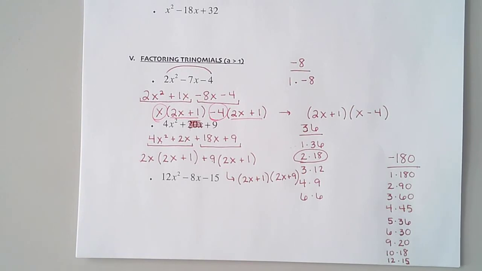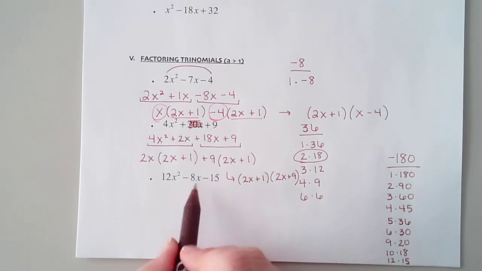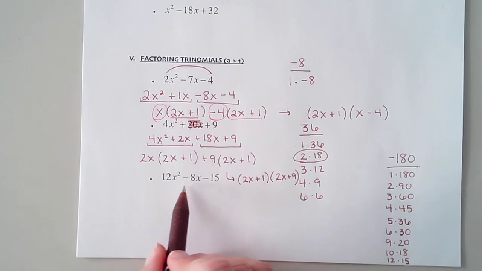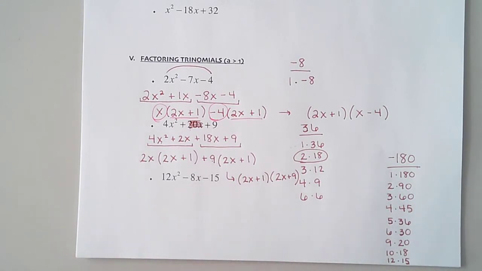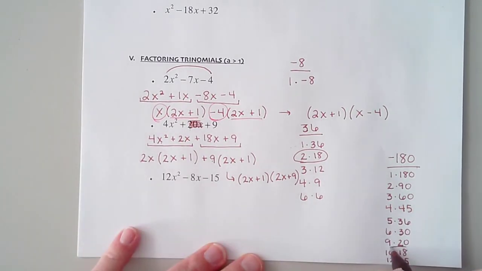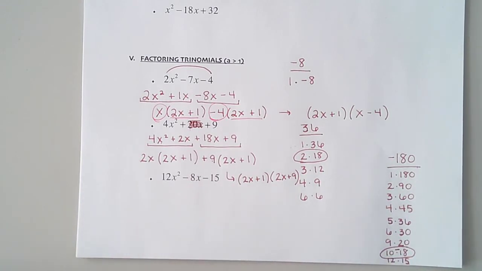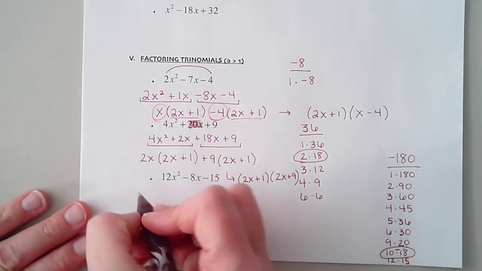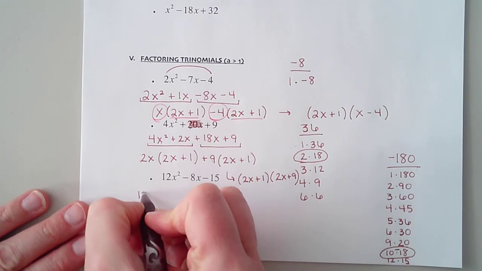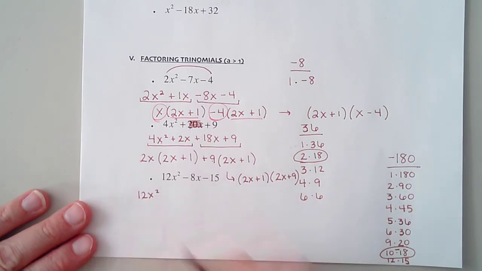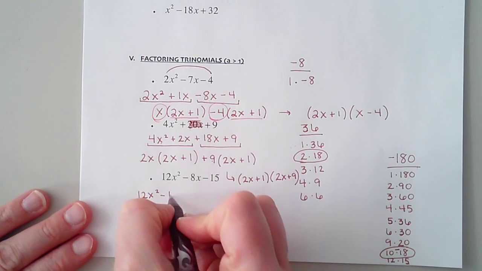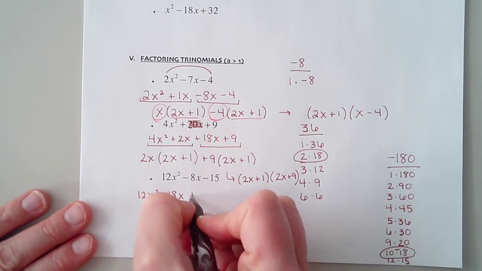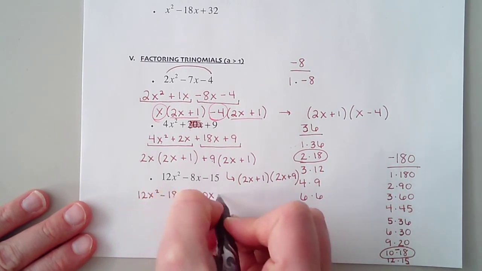So let's look at that huge list and find one that is going to add up to negative 8 for us, or one that with a negative sign we could make add up to negative 8. And so the one I'm looking at here is the 10 and 18, because if I make the 18 negative, 10 and negative 18 would give me negative 8. Okay, so I'm going to type this in as 12x squared minus 18x plus 10x minus 15.